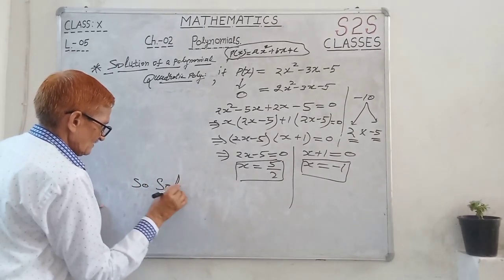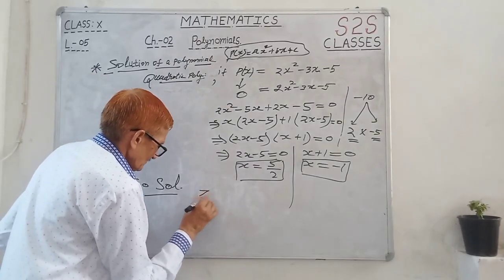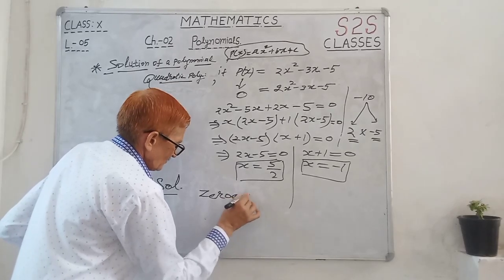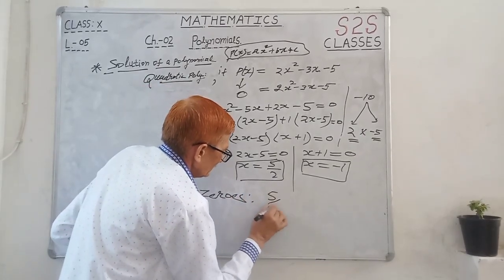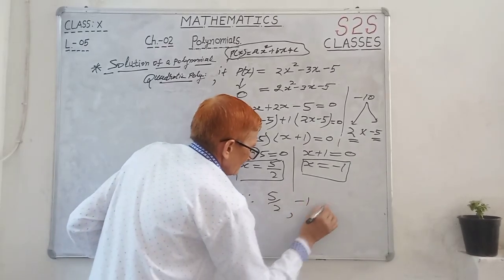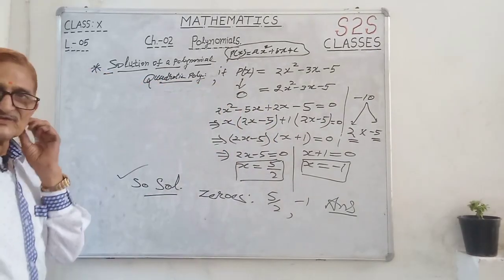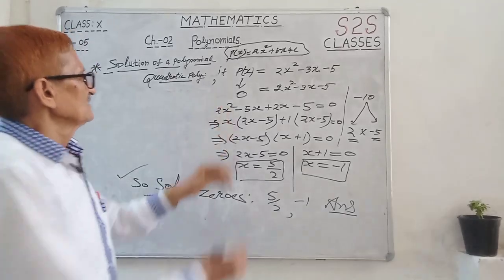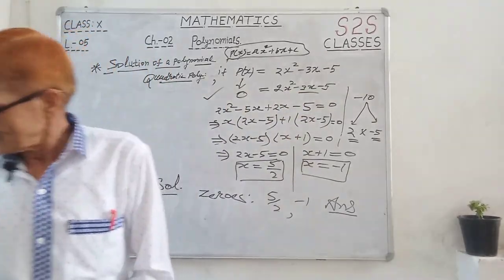So zeros, solution means zeros. The zeros are 5 upon 2 comma minus 1, answer. So this type of solution you can find. This is the factorization method. Which method? This one, splitting the middle term, the factorization method.